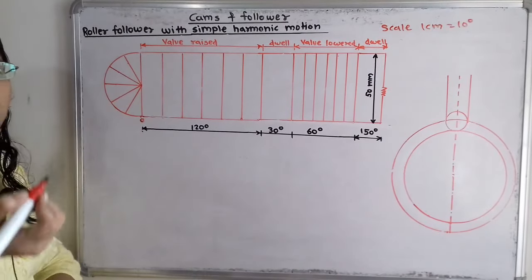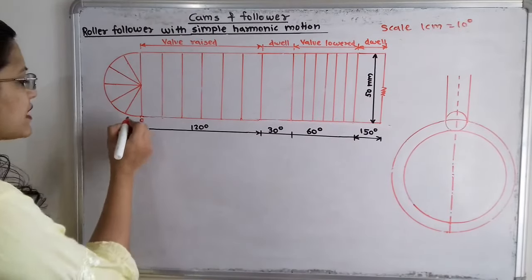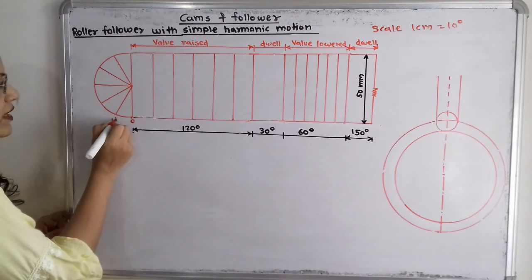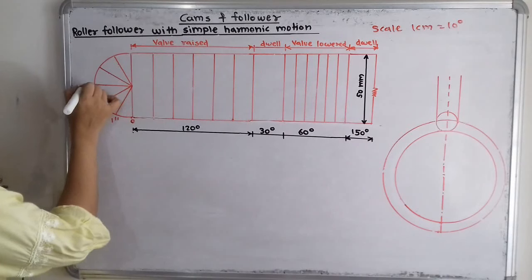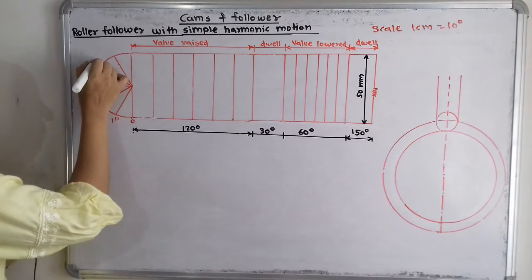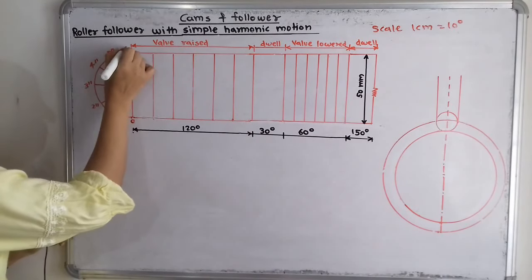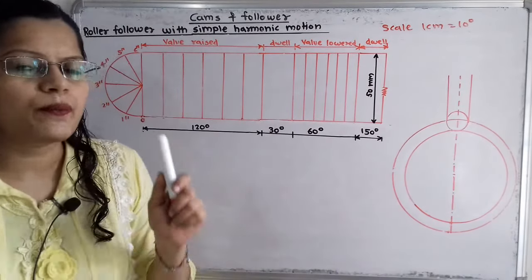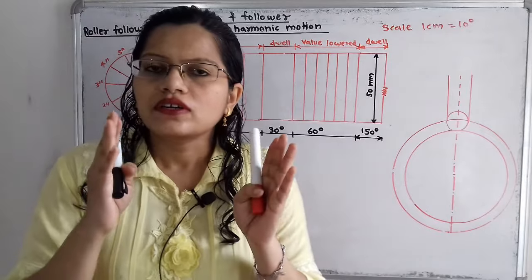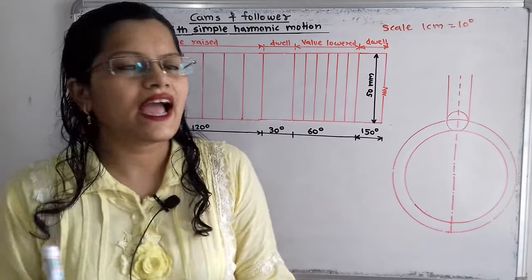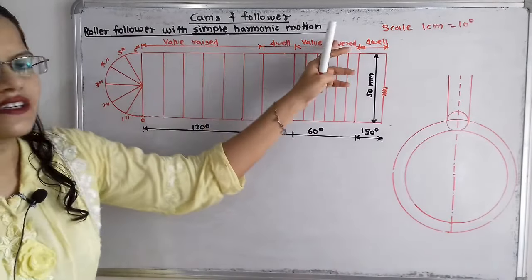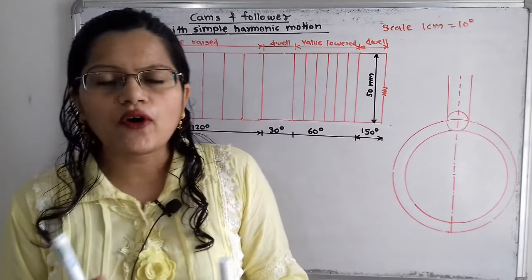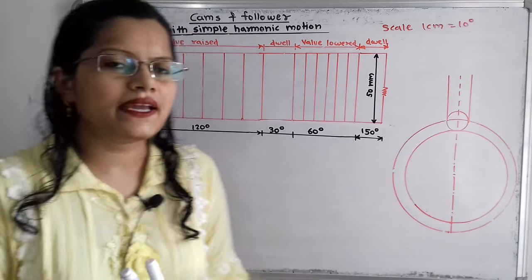Now we will give some particular numbers. The starting point is 0. Then 1 double dash, 2 double dash, 3 double dash, 4 double dash, 5 double dash and 6 double dash. In the same way, the number of parts is 6, so the same number of parts we have to make for the outstroke and return stroke, that is wall raised and wall lowered. For the outstroke, again we will make 6 parts.